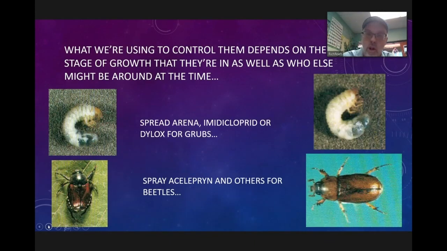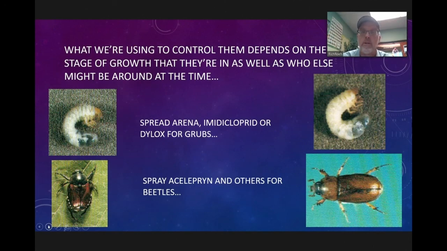What we're using to control them is usually some spreadable materials. Arena, imidacloprid, or Dilox are all very good grub control materials. Spread them out there, water them in, and you're likely to get a very high level of control if you're doing that in April or May, or again now in August and September. Now's a good time to go out and spread things to control grubs. In the middle of the season, if he was a beetle, a Japanese beetle or a weevil or something like that, we would have had more trouble controlling him.